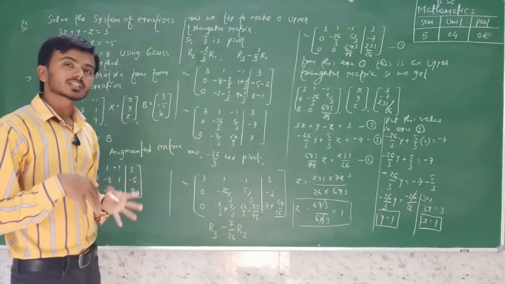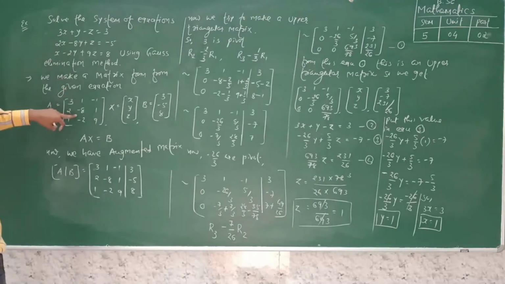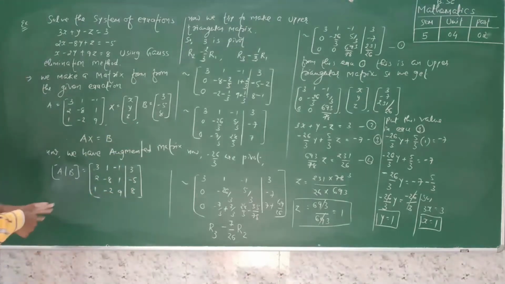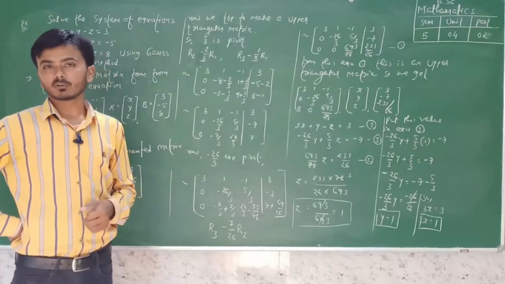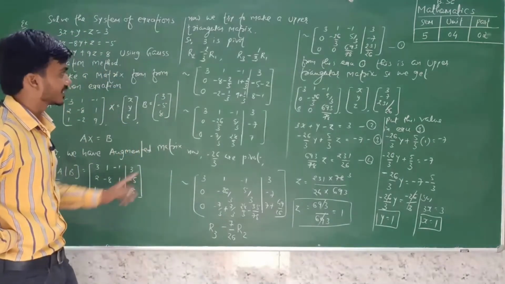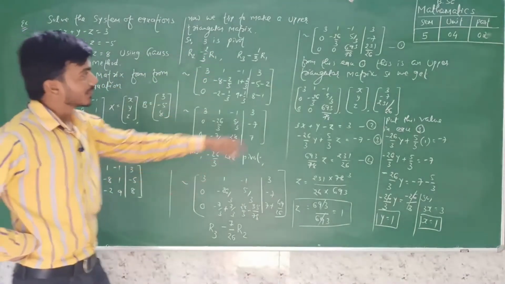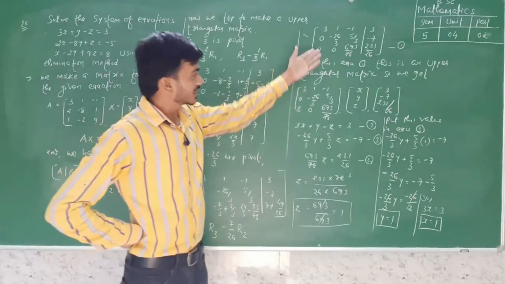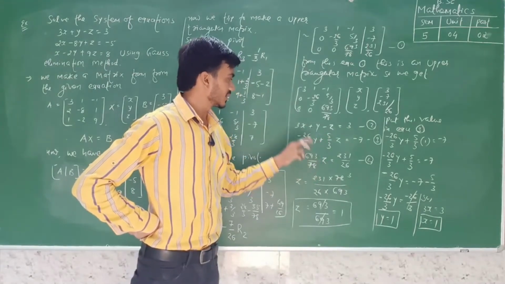In the Gauss elimination method, first of all we make a matrix form from this system of equations, and we have an augmented matrix A and B. In this augmented matrix we try to make an upper triangular matrix by using only row elementary operations. So we perform this type of row operation in this matrix, and we make an upper triangular matrix. Whenever we have an upper triangular matrix, it can be written in simple form.